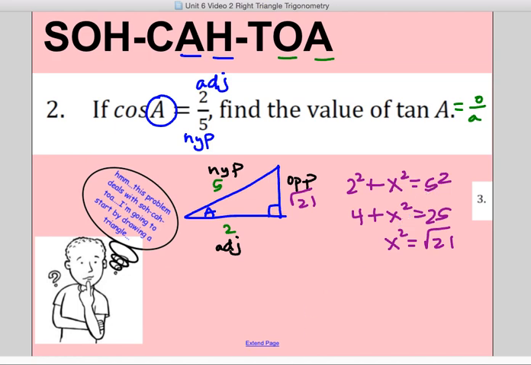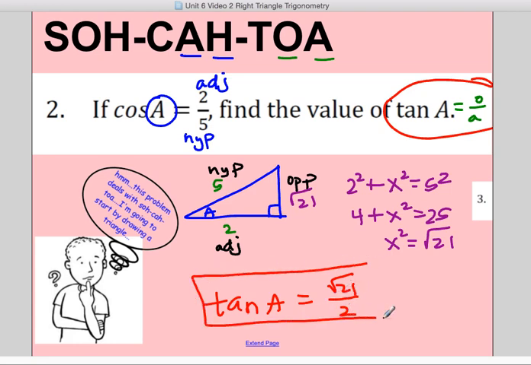So to find my answer, which we want the tangent of A, my answer of tangent of A will equal opposite, which is square root of 21, over my adjacent, 2. So this is my final answer for example 2. If you have any questions on that, please let me know. Otherwise, let's go ahead and try another one for example 3. I'm going to move to the next slide. So if you want to take a look at example 3.